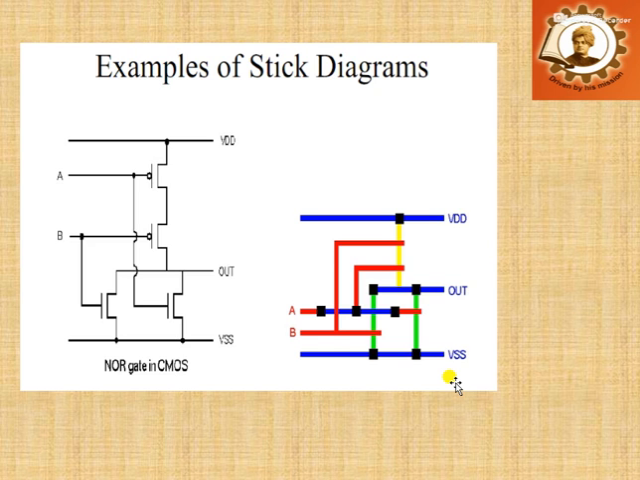A red line crossing the green line will represent an NMOS, and a red line crossing the yellow line is called a PMOS. This is shown in the stick diagram. So from this stick diagram we can get the idea about the layout of the CMOS NOR gate. Next we have some design rules.